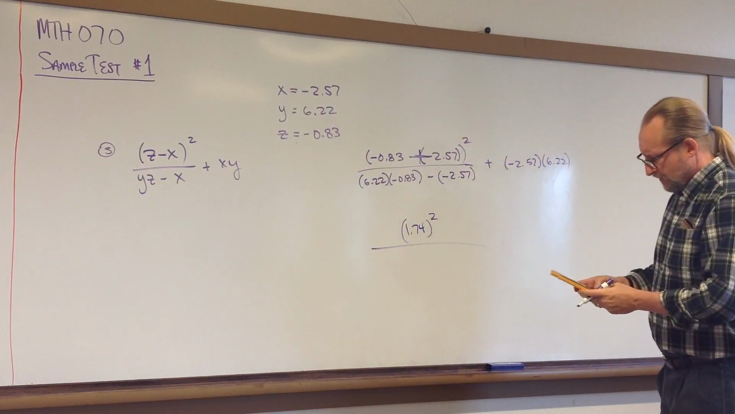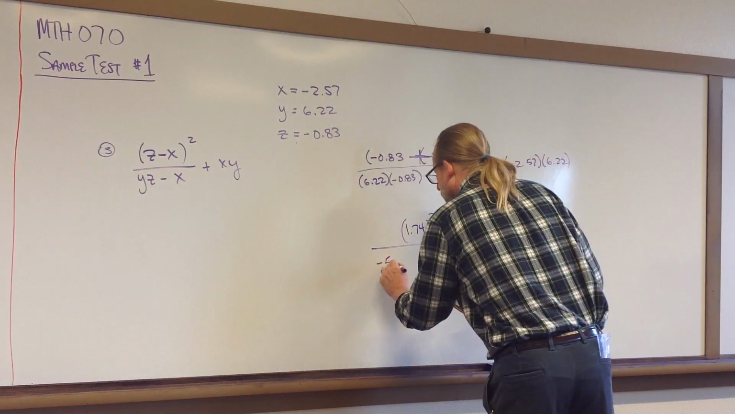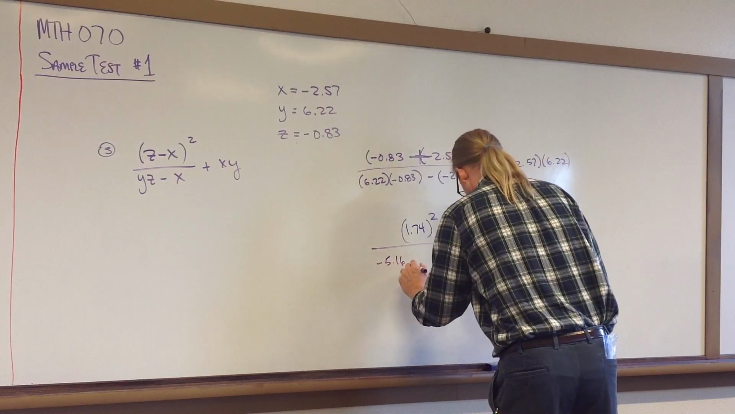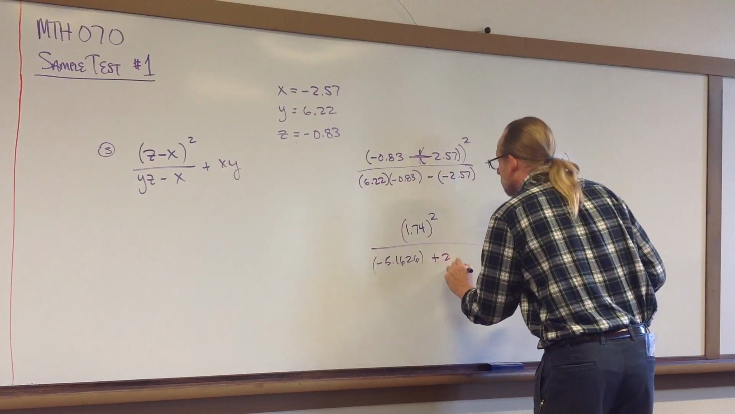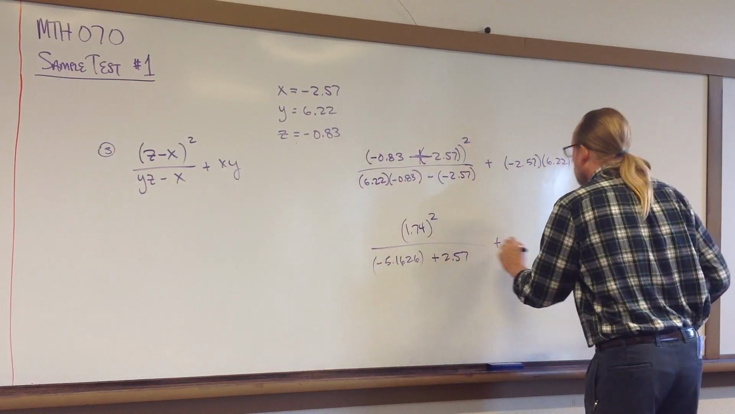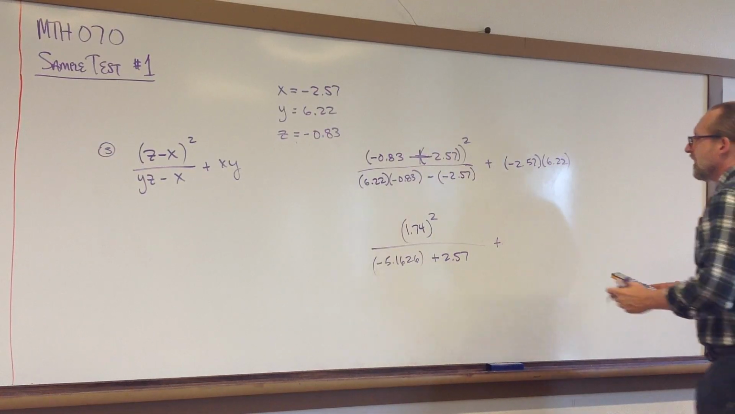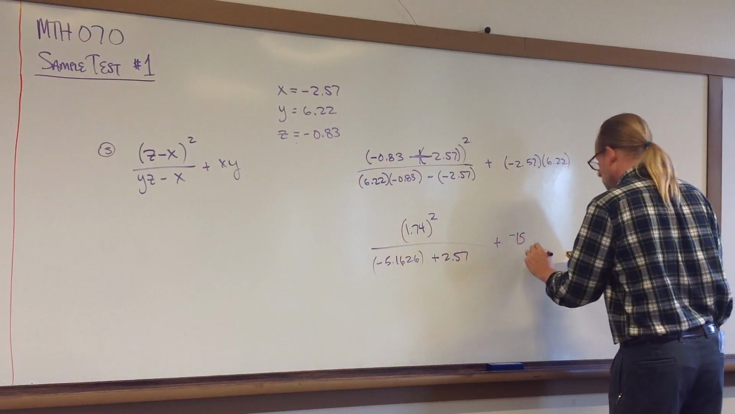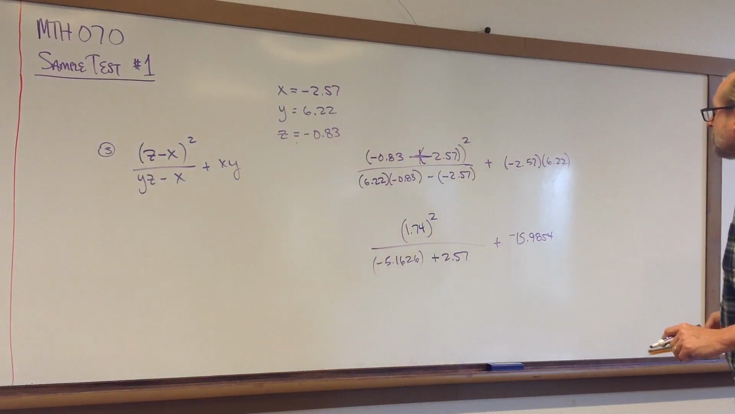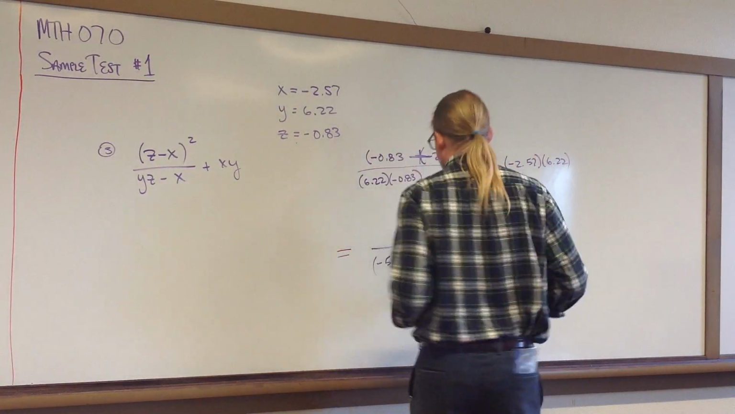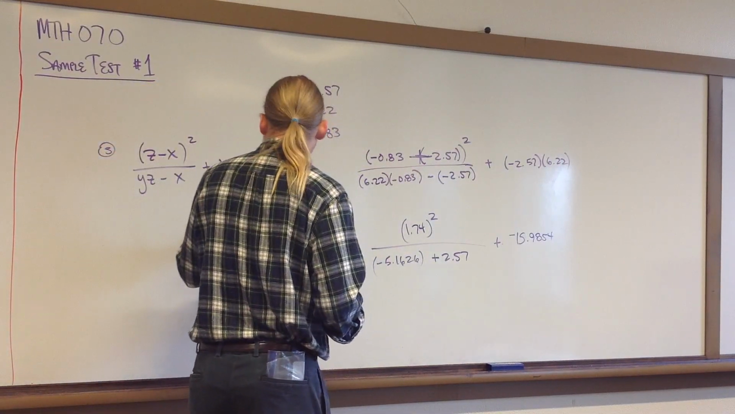And then on the bottom, 6.22 times negative 0.83, negative 5.1626. And then minus minus again, that'll be plus 2.57. And then negative 2.57 times 6.22, negative 15.9854. Okay, so we're getting there. Let's go over in this direction. So 1.74 squared, 3.0276.